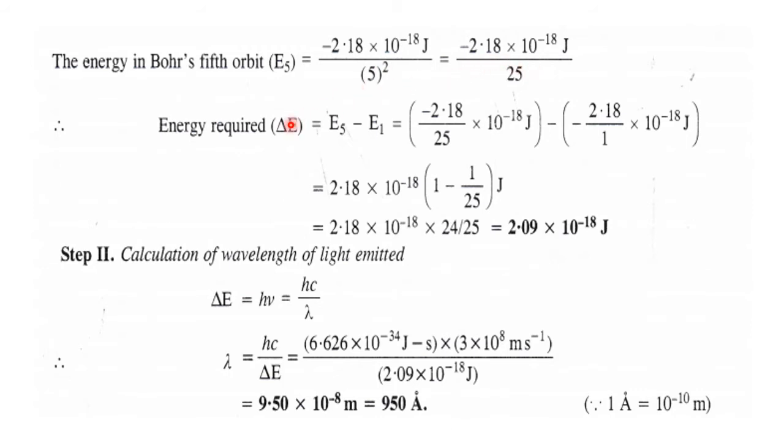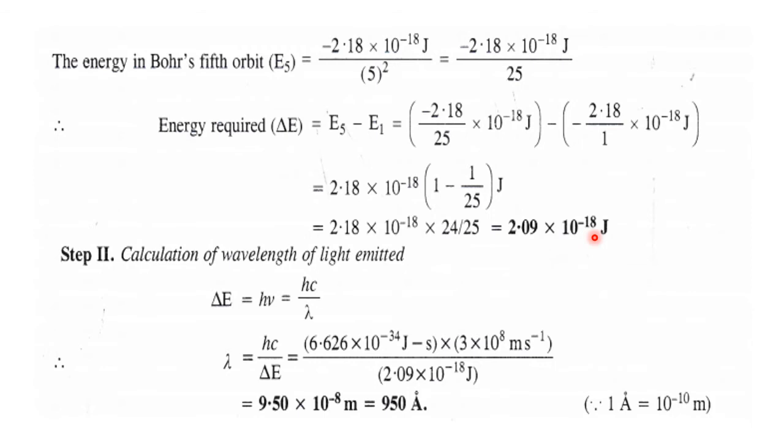Now we'll go for how much energy difference there is, because it has to take a jump. So the difference in energy comes out. Okay, so delta E equal to what? E5 minus E1. So E5 minus E1, and that gives you 2.09 into 10 to the power minus 18 joules. This is the difference of energy between 1 and 5.